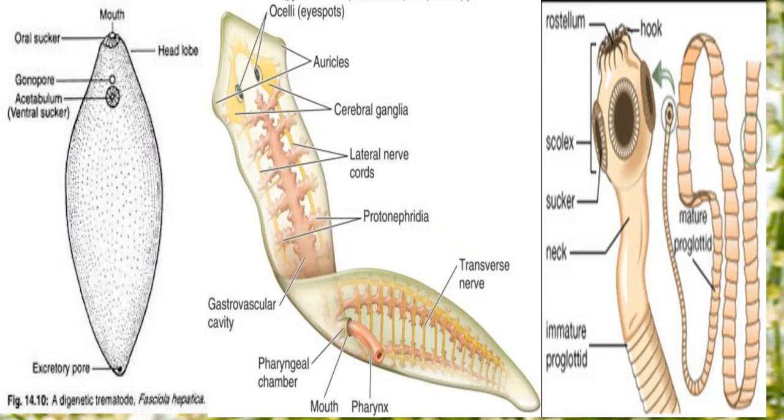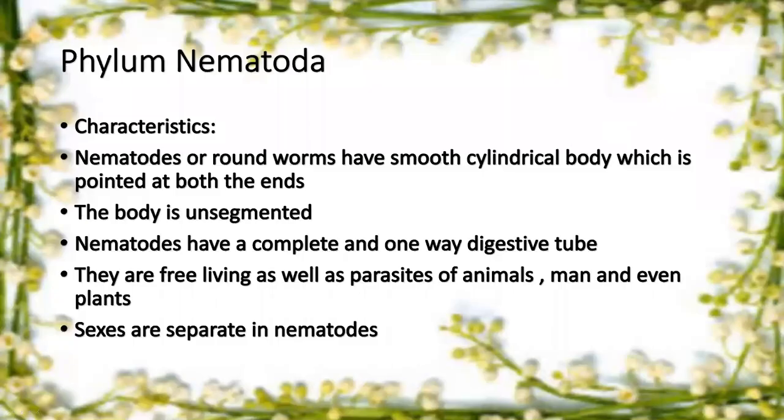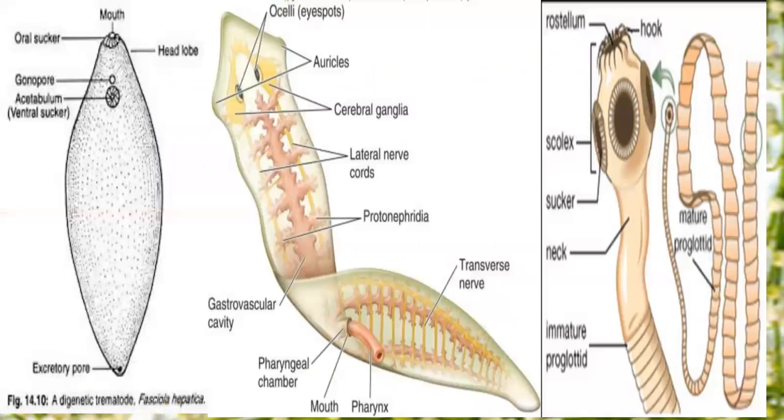The anterior end is somewhat rounded and head-like. You can see the anterior part is head-like, and it is provided with suckers. One on the left side, second on the other side, and one on the anterior side.